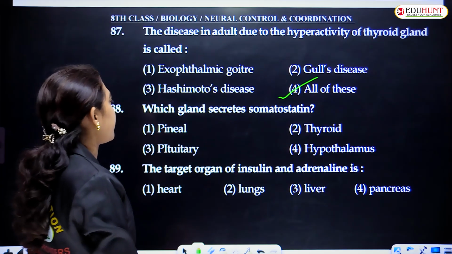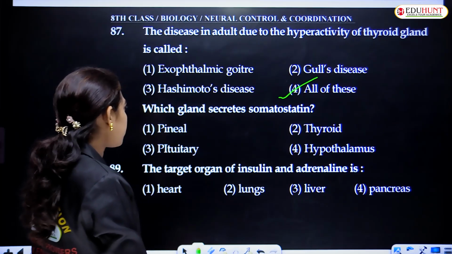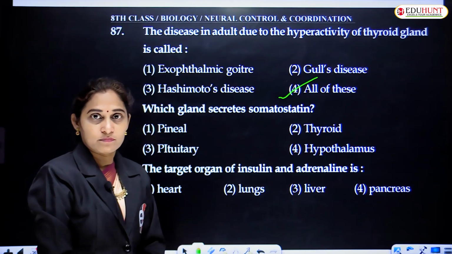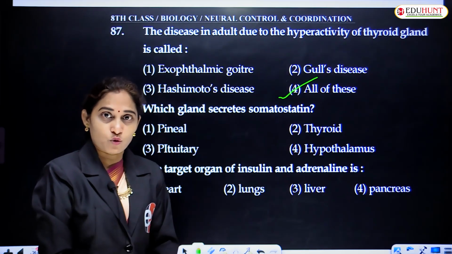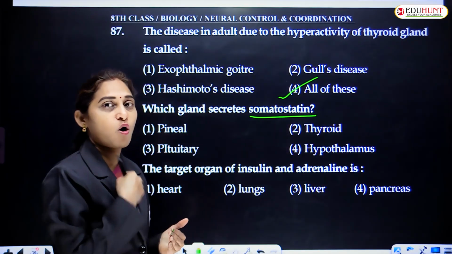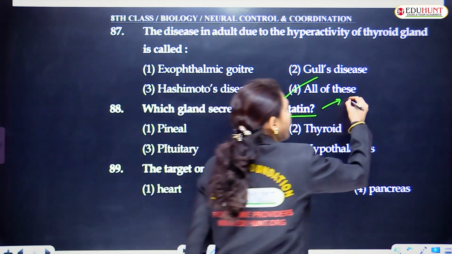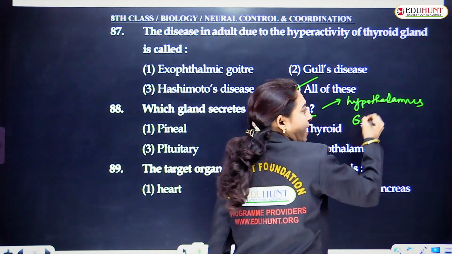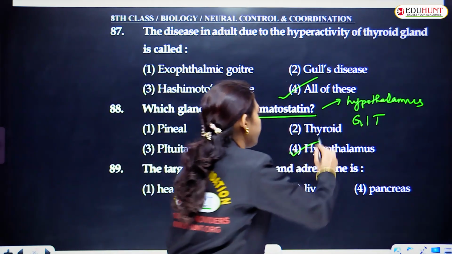Which gland secretes somatostatin? Pineal, pituitary, hypothalamus and thyroid gland. Somatostatin is a hormone which inhibits growth. Somatomedins are the chemical substances which enhance growth, the growth promoters. But somatostatins are inhibitors of growth. Here it is secreted by the hypothalamus, and even the gastrointestinal tract. Somatostatin is secreted by, here, the hypothalamus.